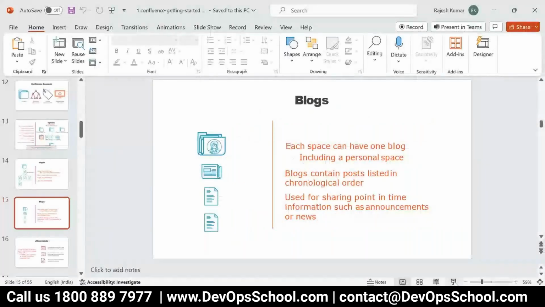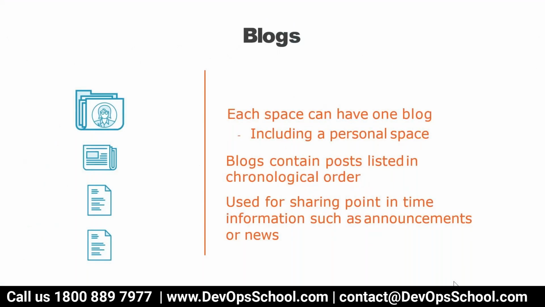Are you understanding, all of you? So each space can have one blog, including a personal space. Blogs contain posts listed in canonical order, that means the way it is published, date-wise. Used for sharing point-in-time information, meaning the latest up-to-date information which you want to use as an announcement or news. Simple.